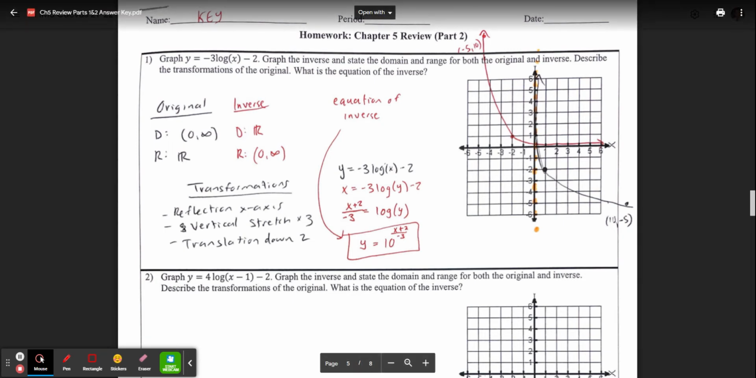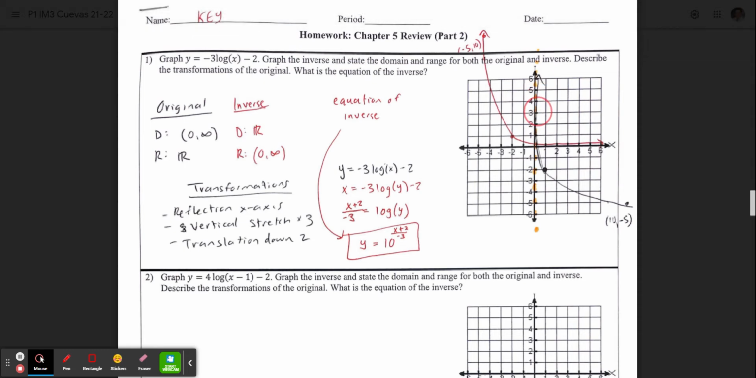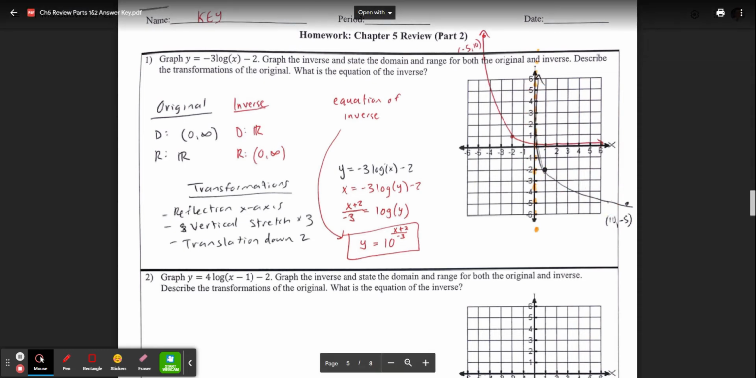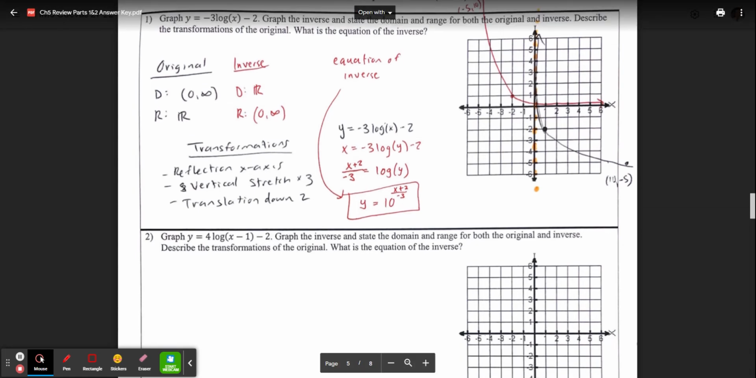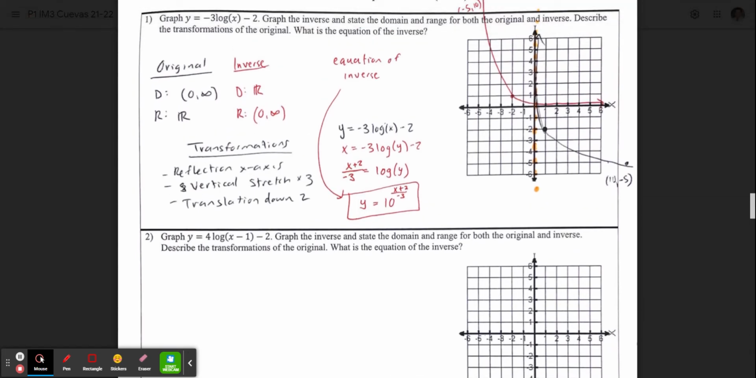The domain and the range of the original, the black one: the furthest left that it goes is 0, furthest right is infinity. The range is negative infinity to positive infinity. The inverse is going to be the same things, but the range is now the domain. To find the equation of the inverse, you write the original, flip the x and the y, and then you're going to divide by negative 3, and then you're going to rewrite this as an exponential. So this is base 10 to the power of (x plus 2) over negative 3, equals y.